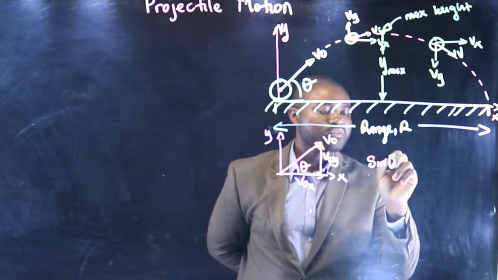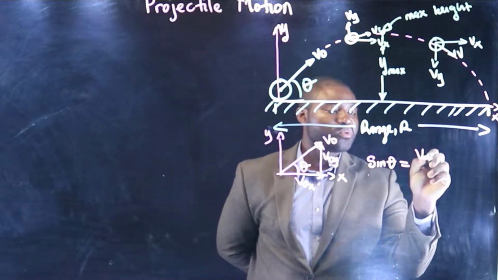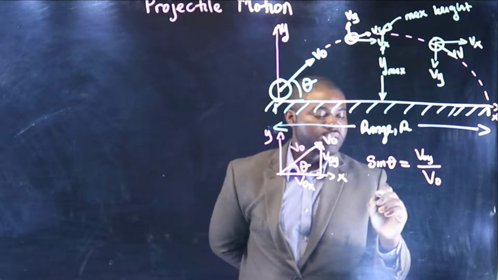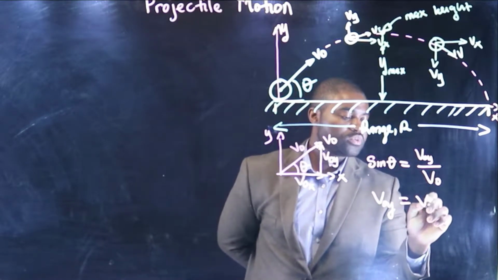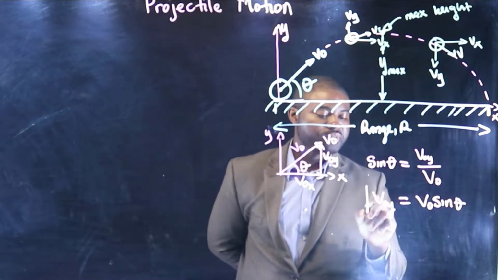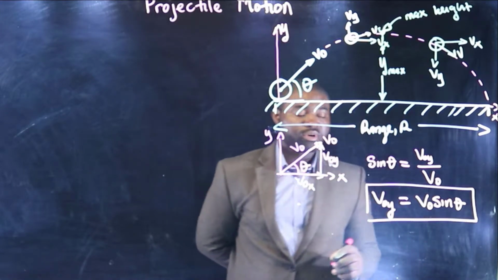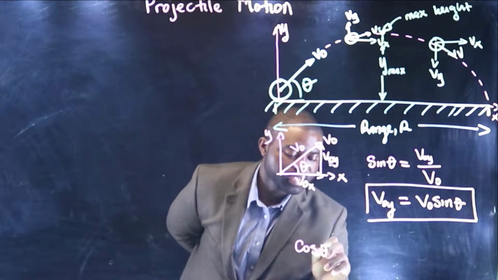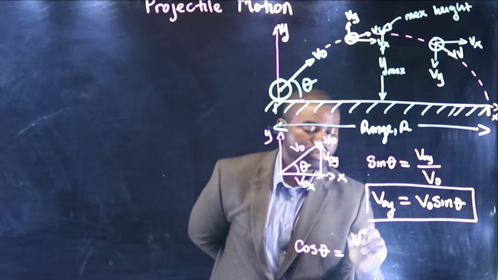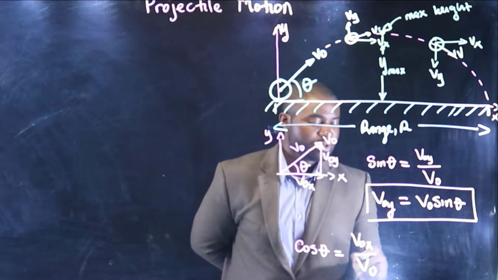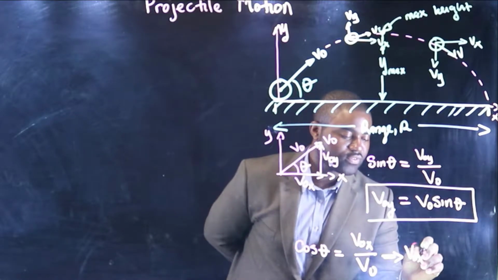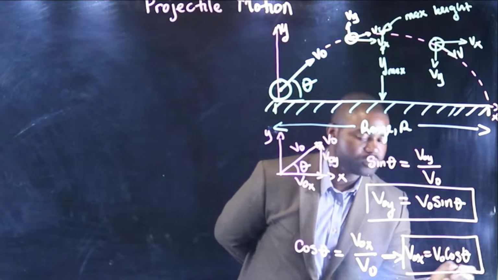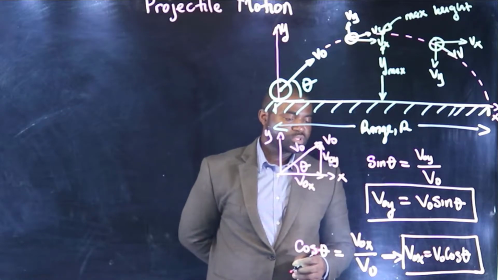We know from SOHCAHTOA that the sine of theta is equal to opposite, which is V0y, divided by the hypotenuse, which is just V naught. What this means is that V0y is equal to V naught sine of theta. Keep this in mind. Similarly, cosine of theta is equal to V0x divided by V naught, which implies that V0x is equal to V naught cosine of theta.